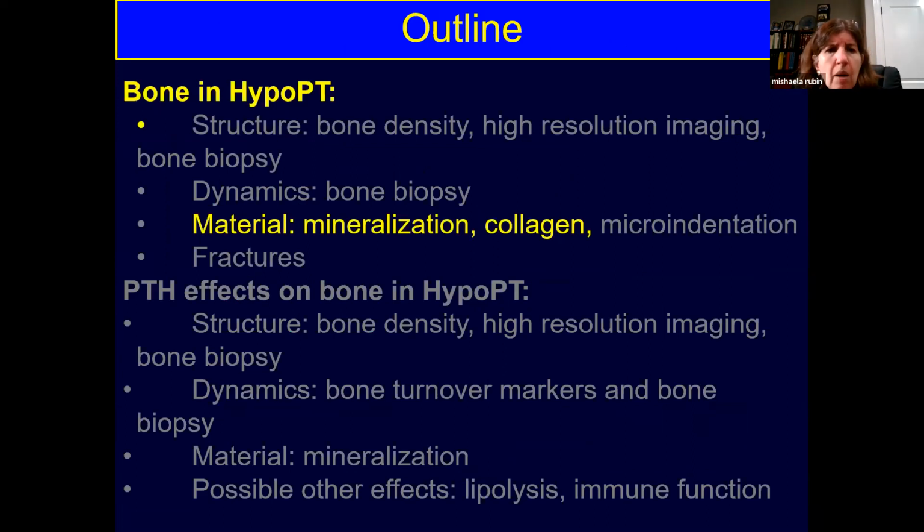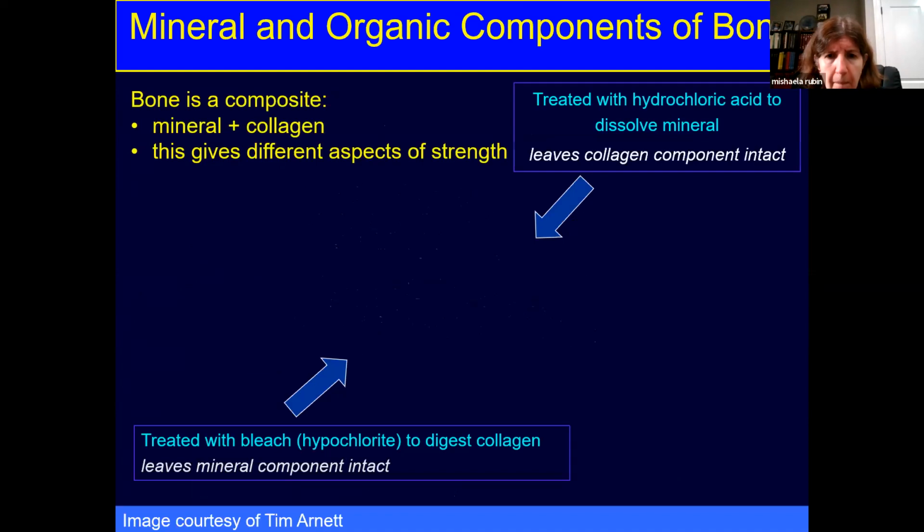So what does this mean? I've told you that the structure or the shape of the bone is very thickened and there's extra bone, that the bone replacement is very slow. But the third aspect is that this might lead to abnormal material in the bone. So what the bone is actually made up of.